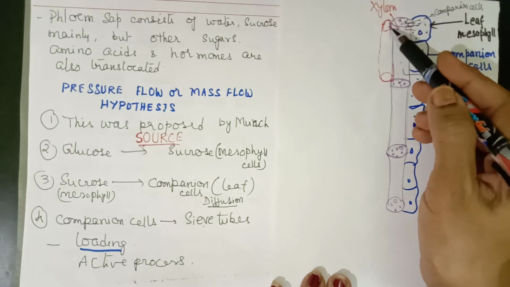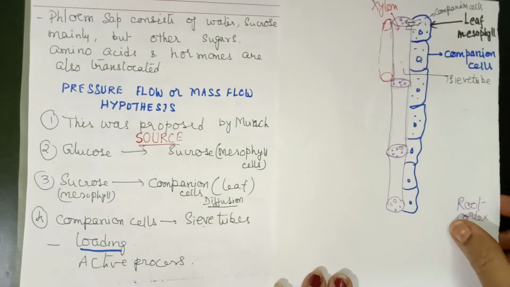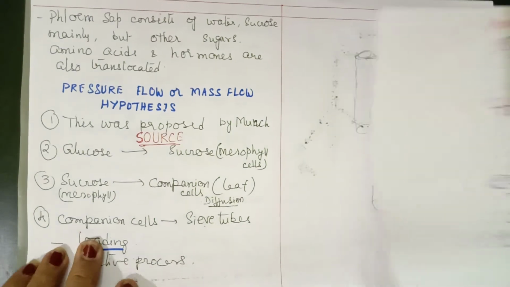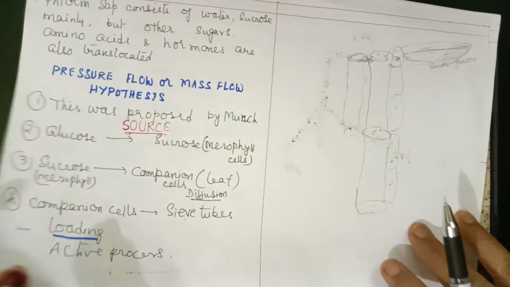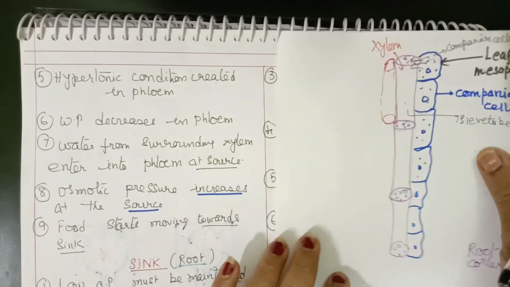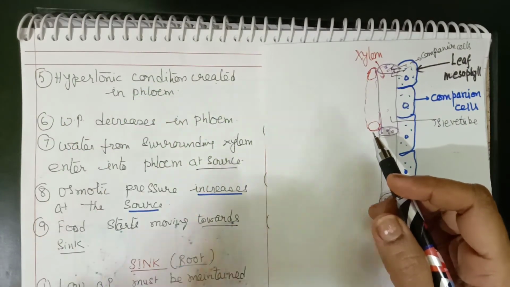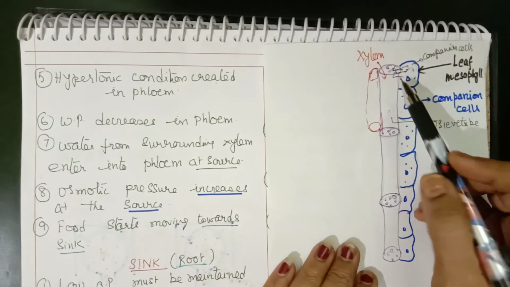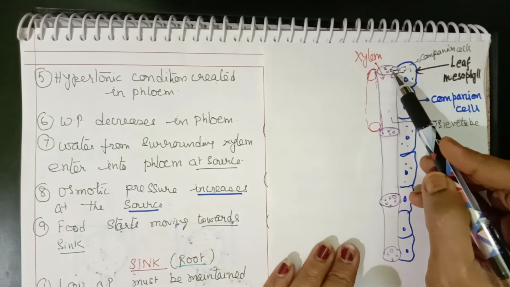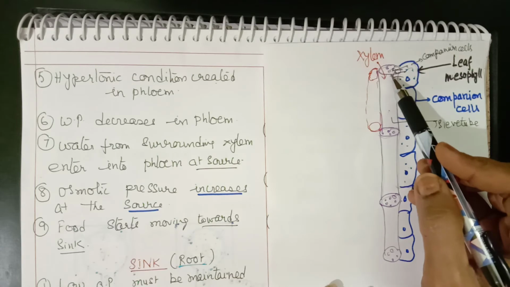Now next step, what happens? Once the sieve tube receives the food material, what happens? A hypertonic condition is created in the phloem. So in the phloem, concentration increases. So that creates a hypertonic condition in the sieve tubes.